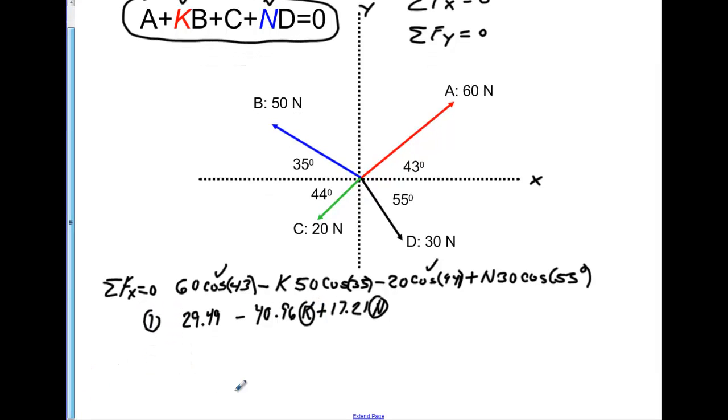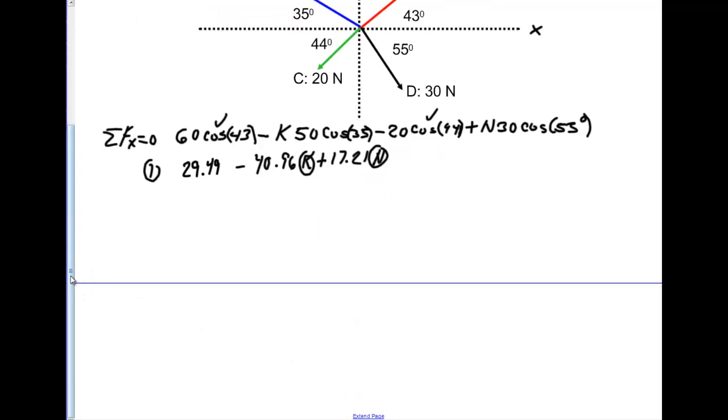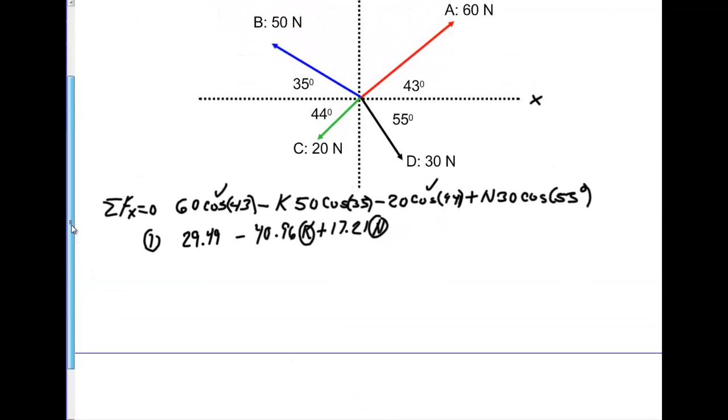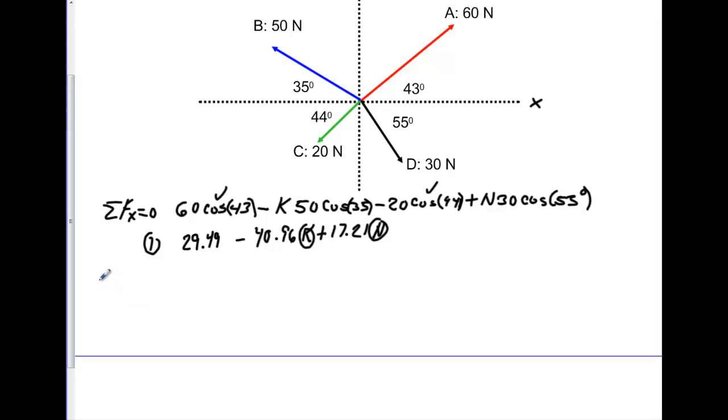Okay, so let me scroll up to give myself a little bit more space. Now we're going to go ahead and do the y. And again, we know the summation of the forces in the y direction must equal 0. We start with 60 times the sine of 43 degrees. And then B is plus K times 50 times the sine of 35.